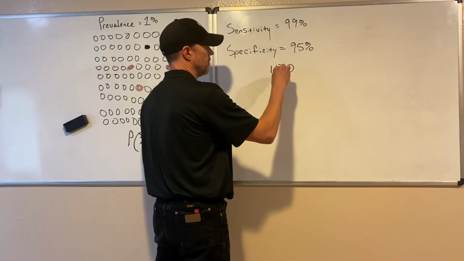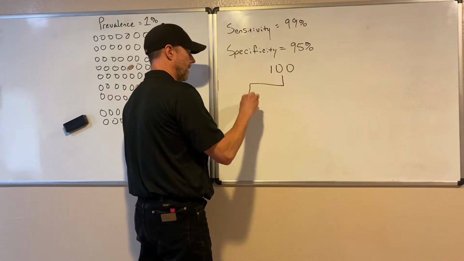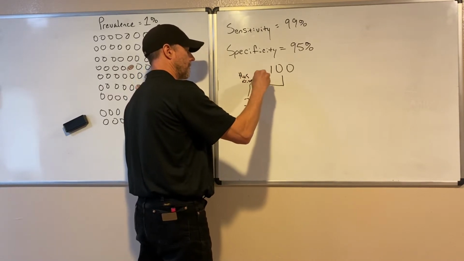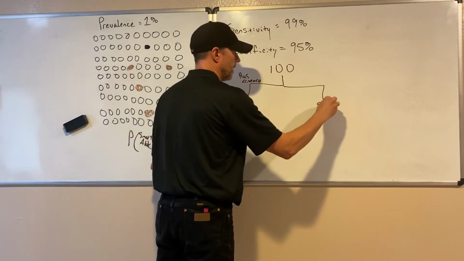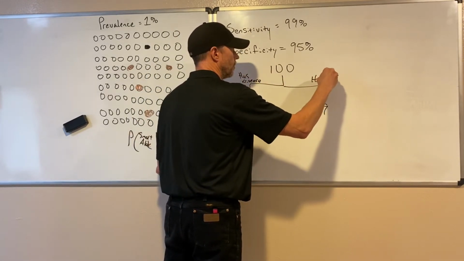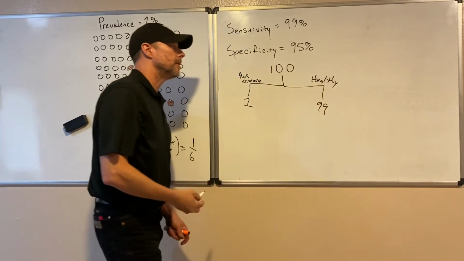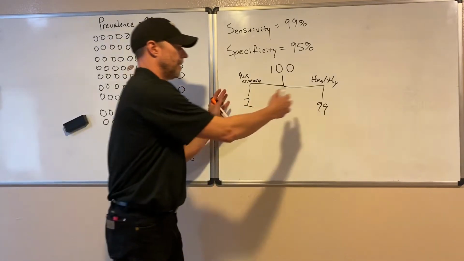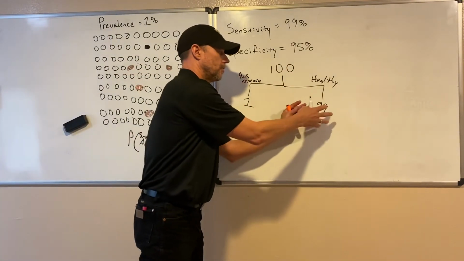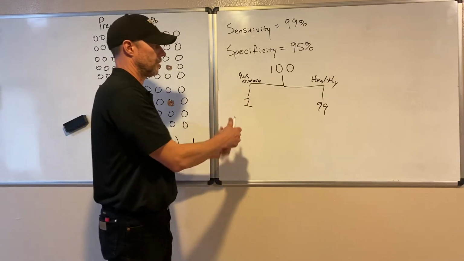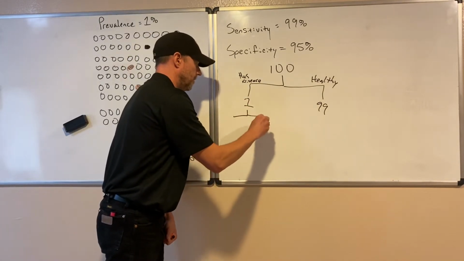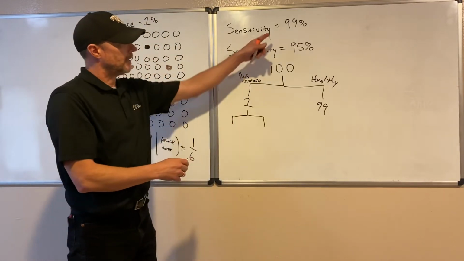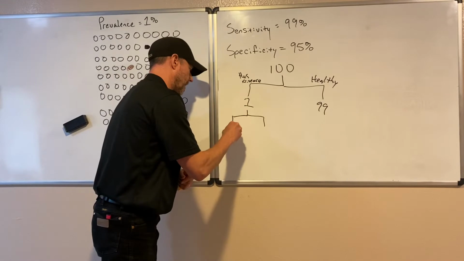I'm going to think of 100 people coming in. One of them has the disease, and then 99 are healthy. I mean, they may have other problems, but they're healthy in regards to having smart aleckiness. So I've divided the population up into those that do not have the disease and those that do. When we look at this population, it's going to catch one person. Well, it's going to actually catch 0.99 people.